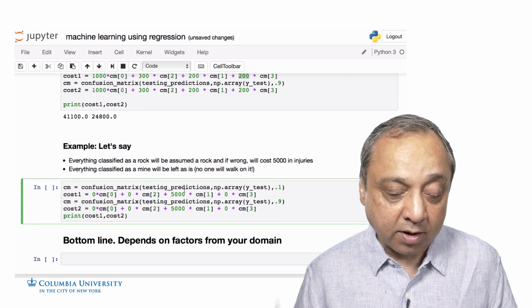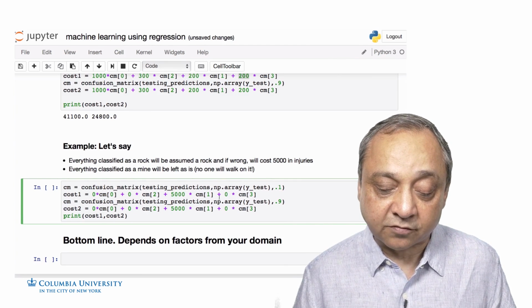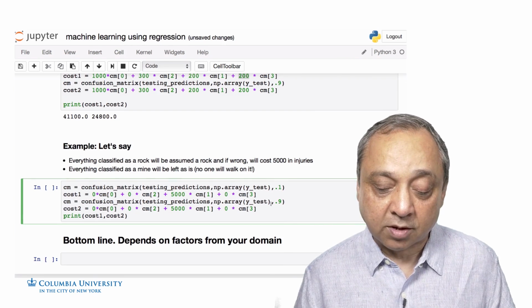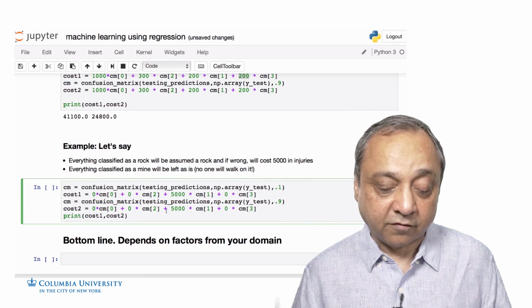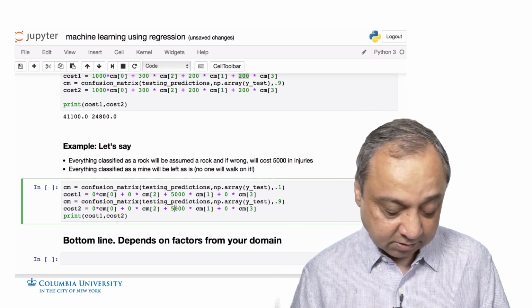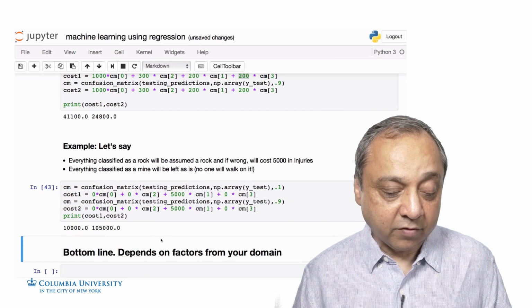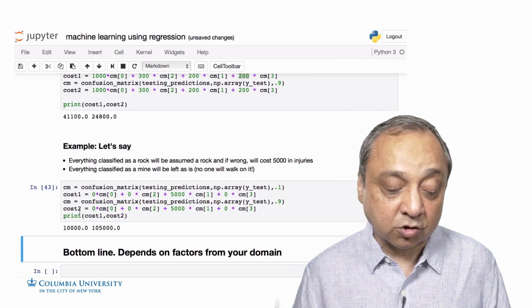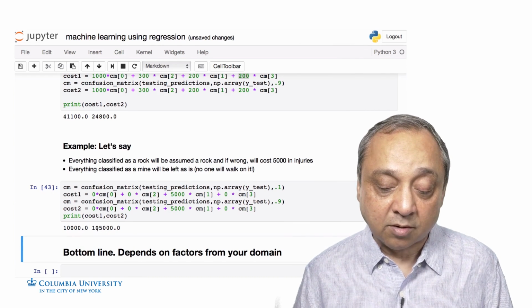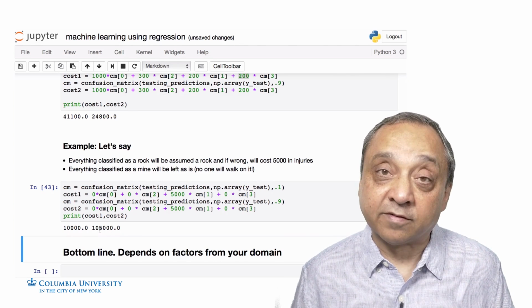So we again take 0.1 and we compute the cost. So this is 5,000 times this, and everything else is 0. And we do the same thing for 0.9. It's 5,000 for this, and everything else is 0. And we run the cost, and we now get that the 0.1 threshold is going to cost us $10,000, but a 0.9 threshold is going to cost $105,000.